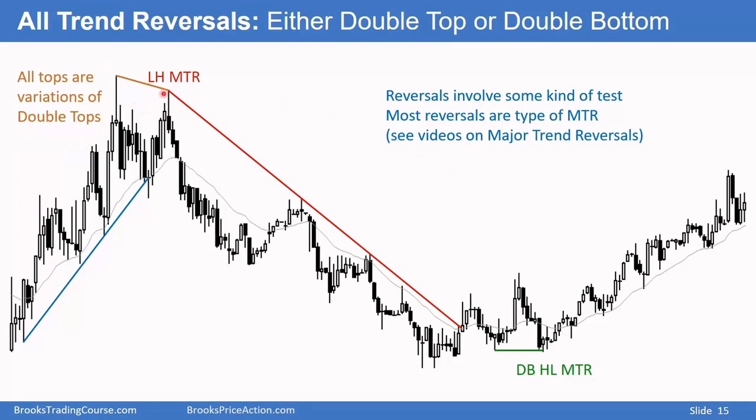Again, this is a double top, but a slightly lower low double top, so it's a variation of a double top. And here we have a double bottom here, and a double bottom there, and then a small double bottom higher low here. Again, double bottoms.